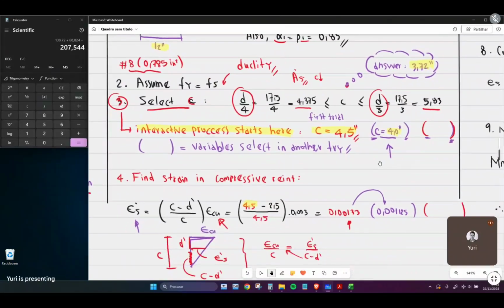The last one, 3.7. Let's do here, 3.7 inches. Now let's change everything in the red again. So 3.7 minus 2.5 divided by 3.7. This multiplied by 0.003. That's 0.0000972. Okay, got it. Well, very, very low.